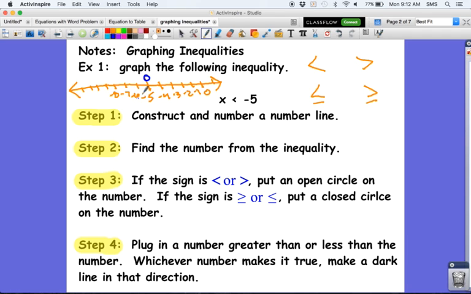I can take negative 6 right here. This is the number on this number line. I can take negative 6 and plug it in for x. So I'm replacing this x with negative 6. So I have negative 6 is less than negative 5.